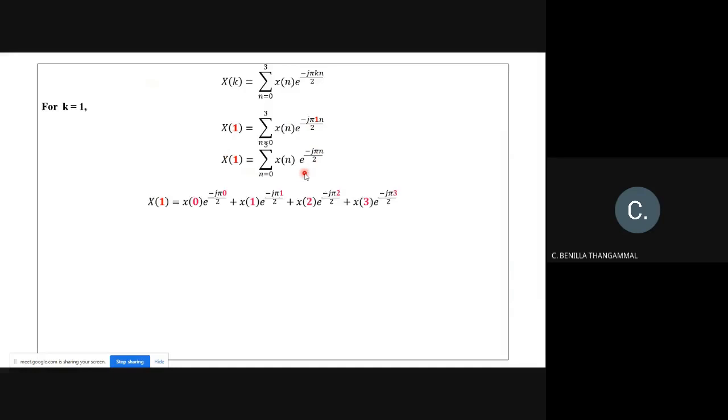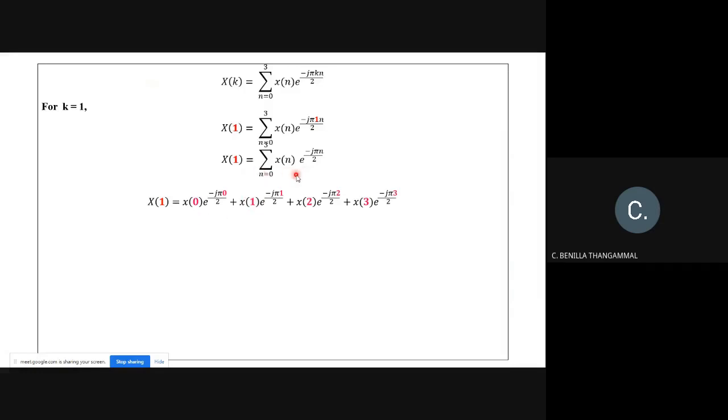Similarly, by substituting your k value as 1, wherever I have k, replace k as 1. So X of 1 equal to summation n equal to 0 to 3, x of n e power minus j pi 1 into n. Now I can write this one as e power minus j pi n by 2. So try to arrive at the final equation even if you're going to have one or two steps extra. That will fetch you the marks without making any mistakes.